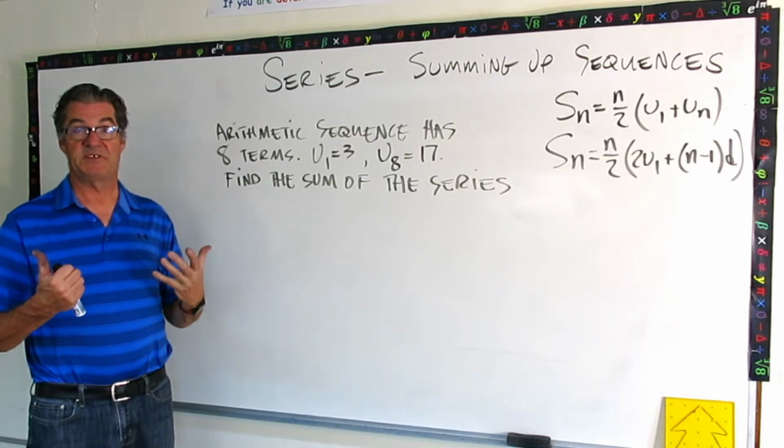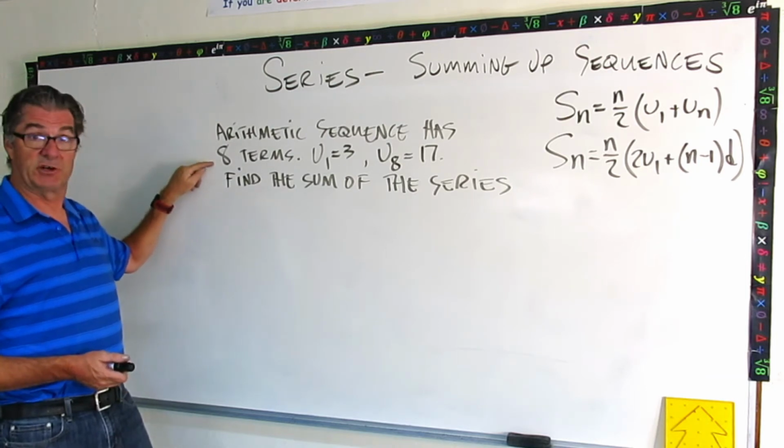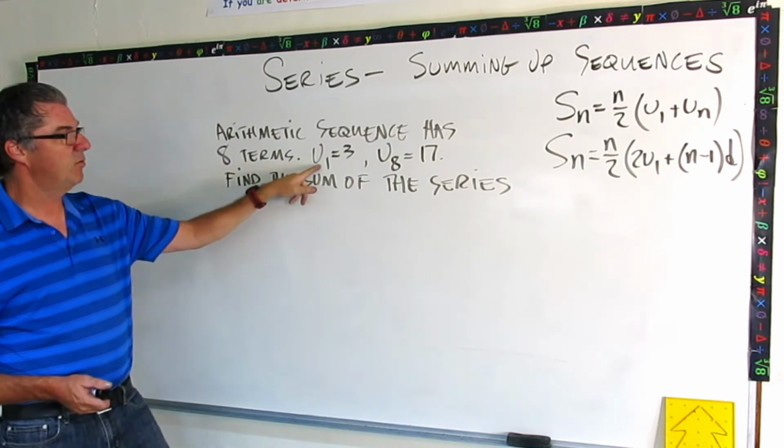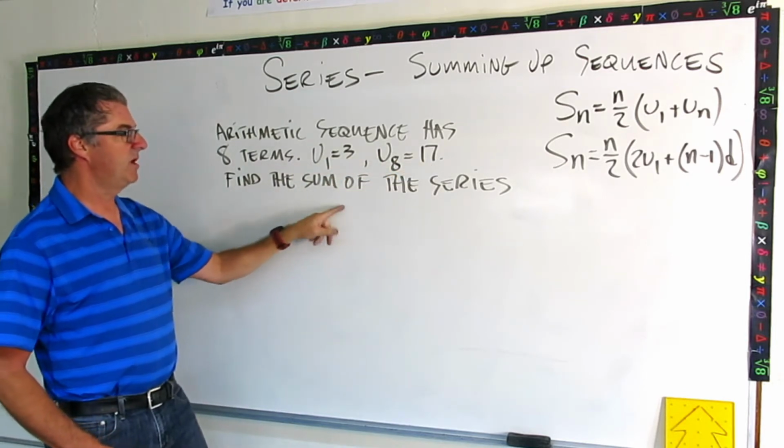Okay, let's do one of these sums. Here we go. I've got an arithmetic sequence. It's got 8 terms, and the first term, u sub 1, is 3, and u sub 8, the 8th term, is 17. Find the sum of the series.